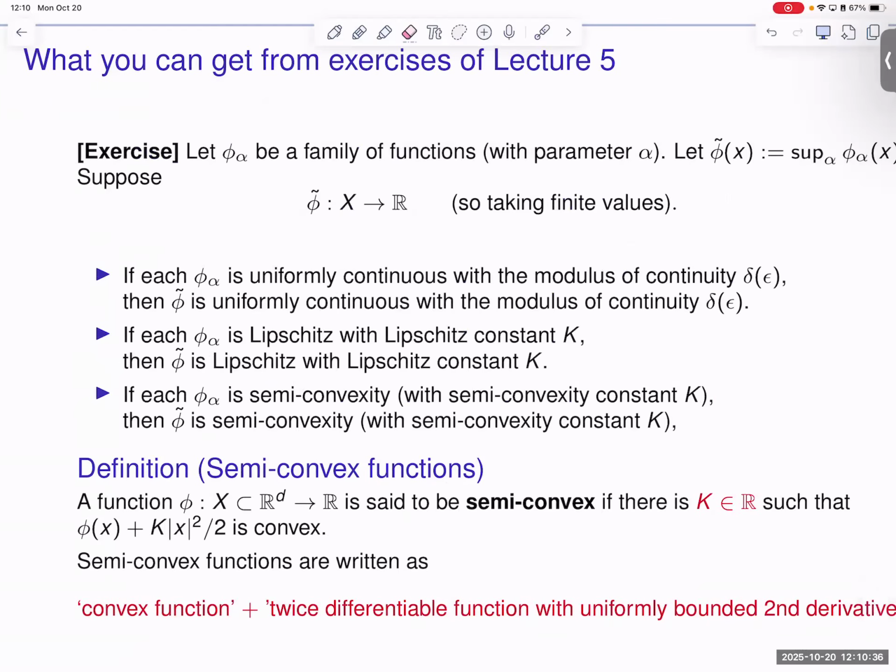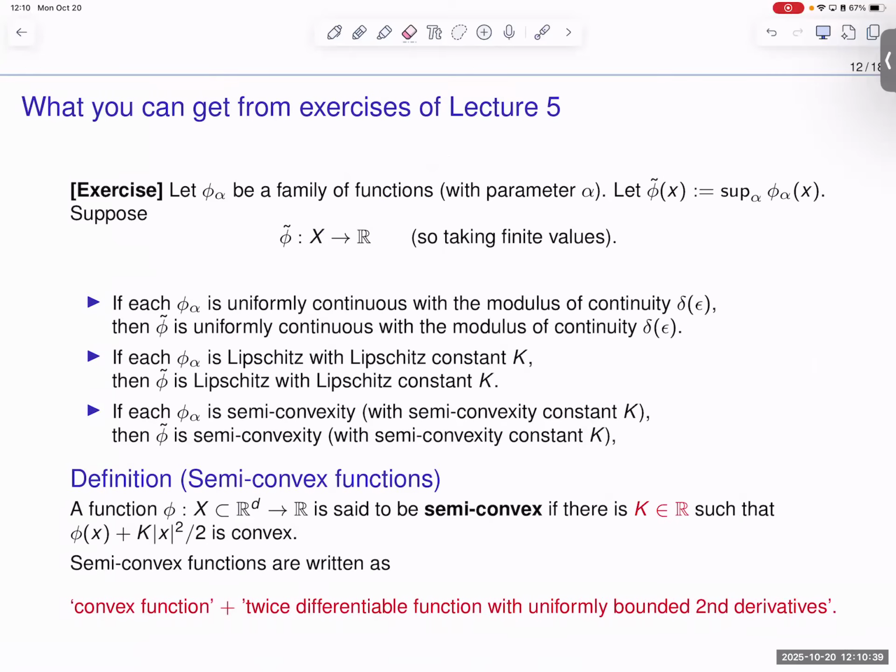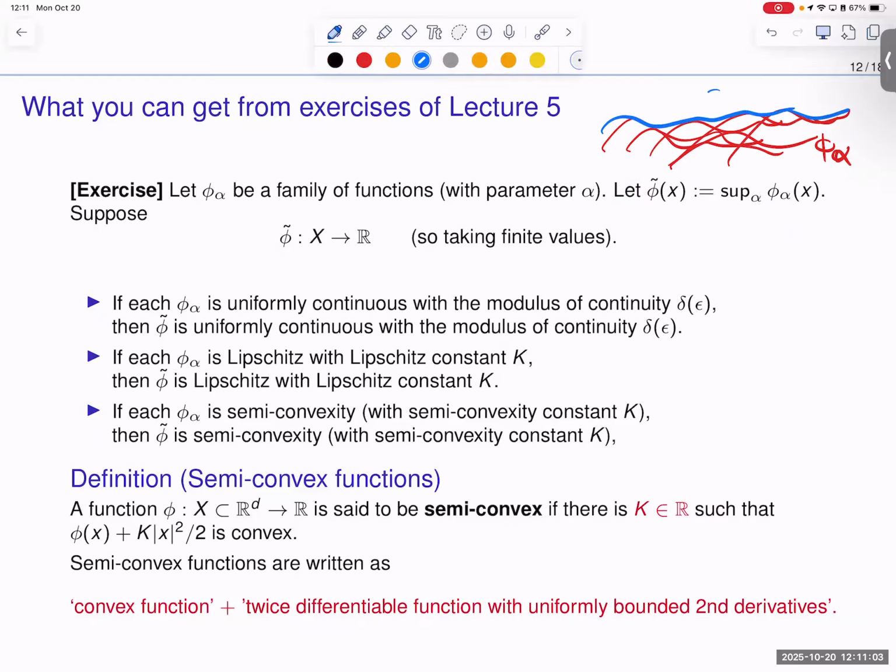It's just a simple principle in this exercise. Suppose you have some family of functions, let's say phi alpha with different alpha, and then you take a function as the supremum of that family of functions. And suppose this supremum has finite values. Now then we have these properties.